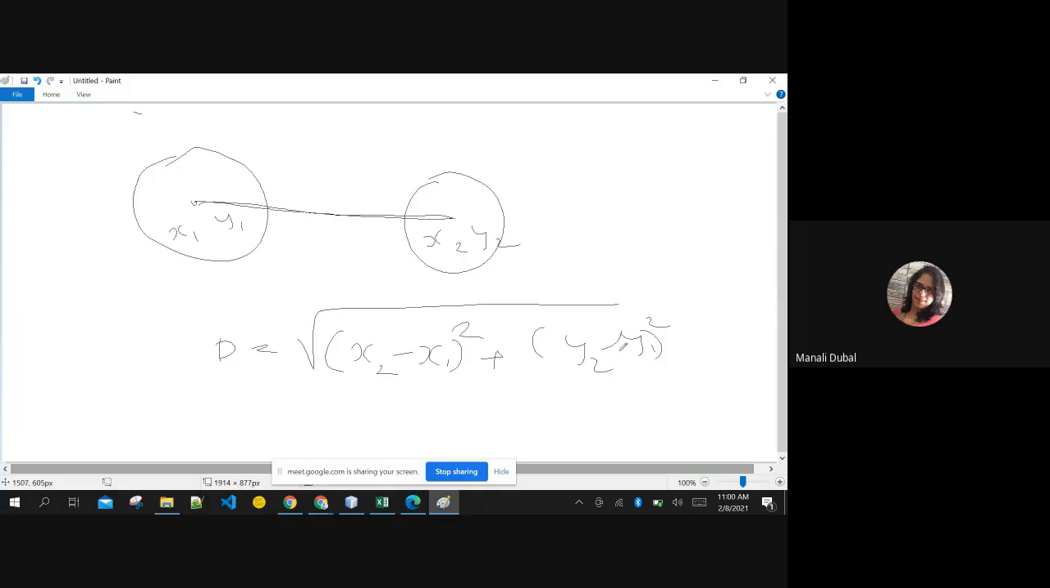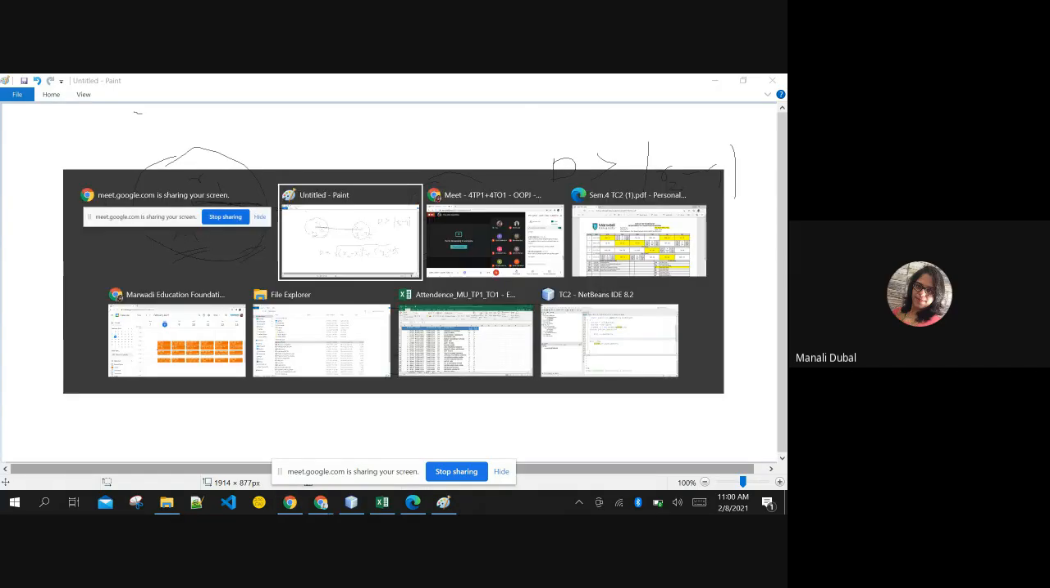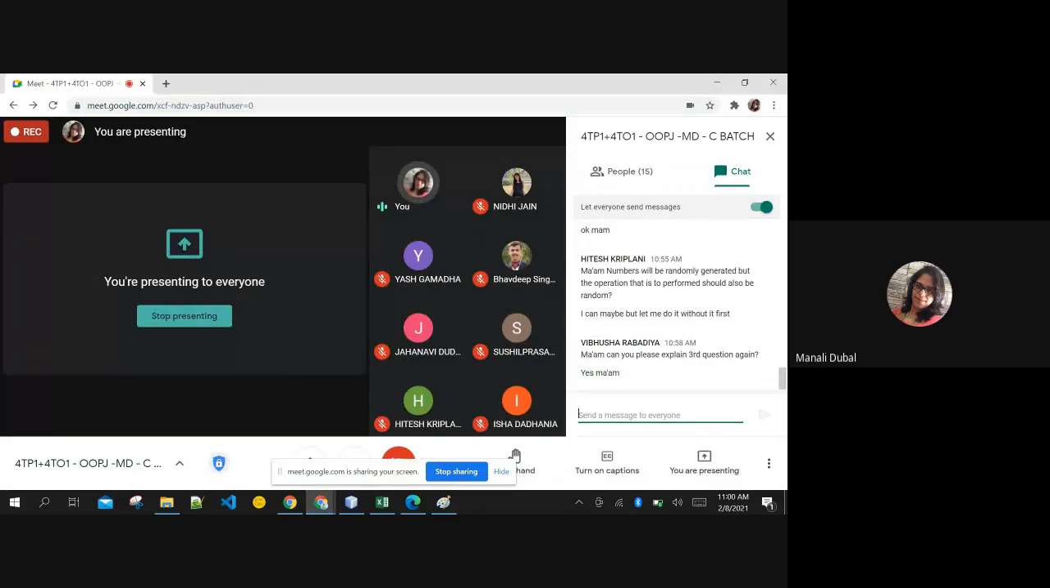You are inputting these four things from the user: x1, y1, x2, y2. Another thing that you are inputting is the radius of both the circles, radius 1, radius 2. Now if this distance is greater than the subtraction of both the radii, r2 minus r1, then what do you think the scenario will be? The circles will be outside, right? Circle number 2 will be outside circle number 1. Am I right?